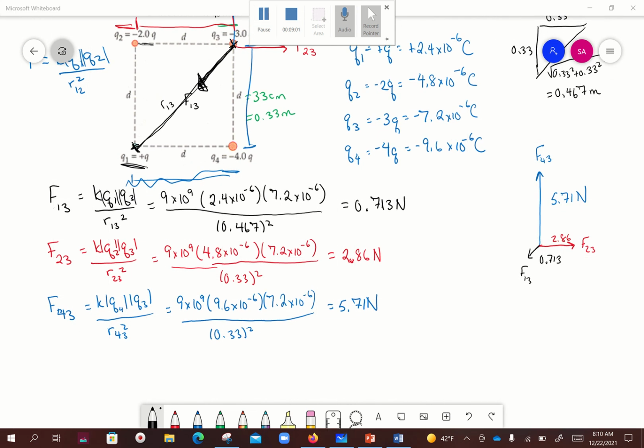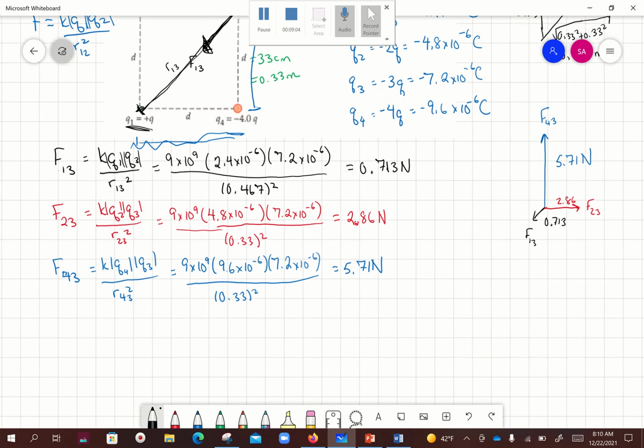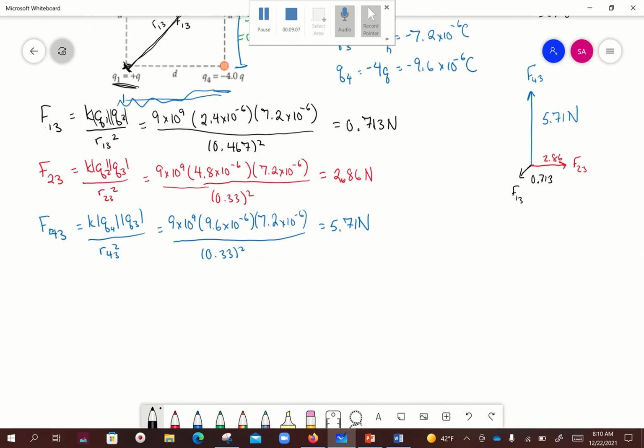So let me do my normal thing of making up my table. I'm going to scroll this up a bit. All right, so I'm going to make a table where I'm going to put in the x and y components of those vectors. So I got F13, F23, and F43. I need to find their x and y components. So let's start off with the 2 easy ones. The 2 easy ones are the one that's going straight up, F43. So if it's going straight up, it has 0 in the x direction, and everything is in the plus y direction. So I'm going to put plus 5.71 newtons there.